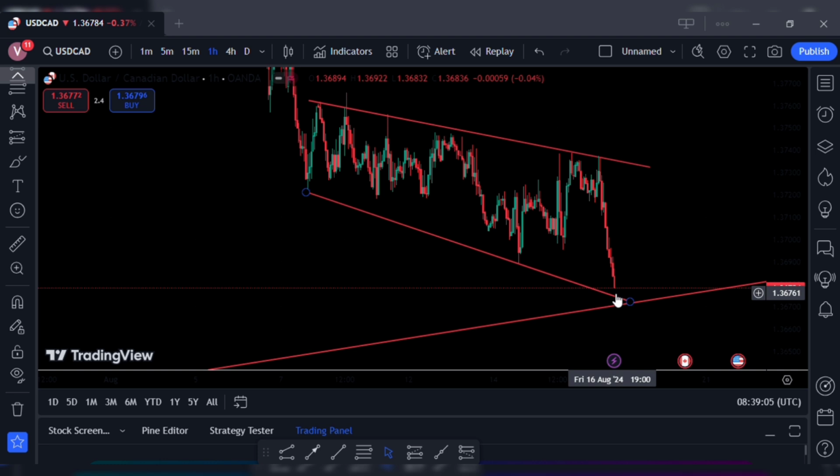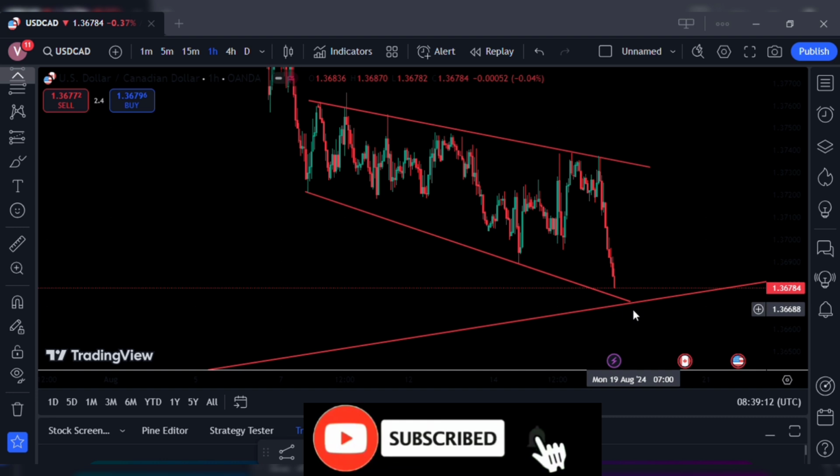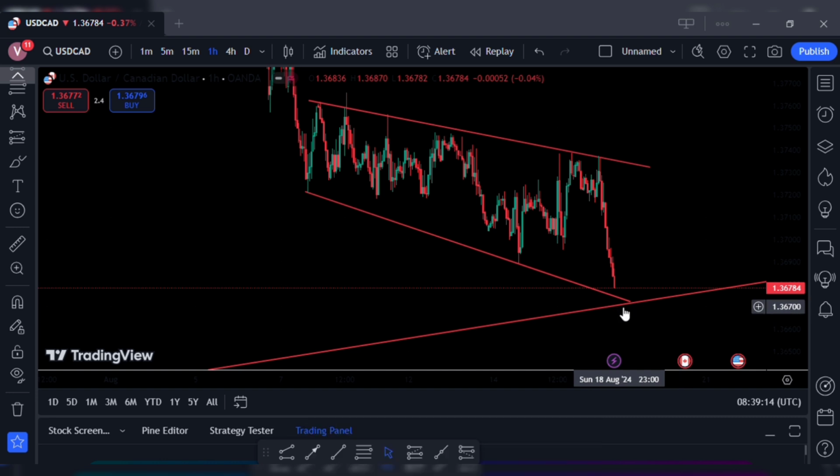I will not take a buy. Even if I have a signal here to buy, I will not take a buy, because there is every chance that the market will break out, right? And I'm not going to take a sell from this point also. So what I do in this kind of market condition is I patiently wait for something to happen.